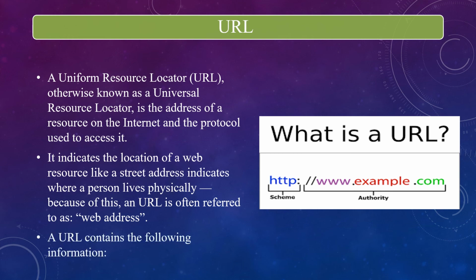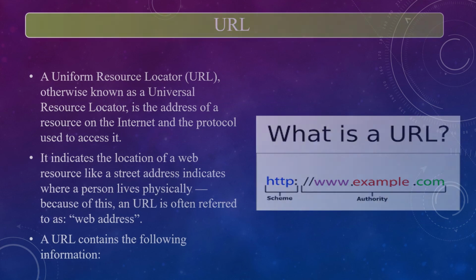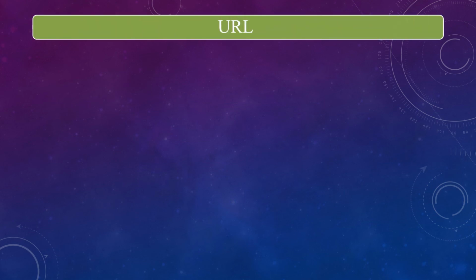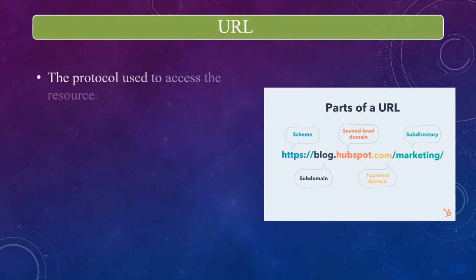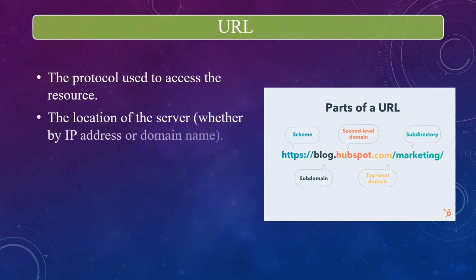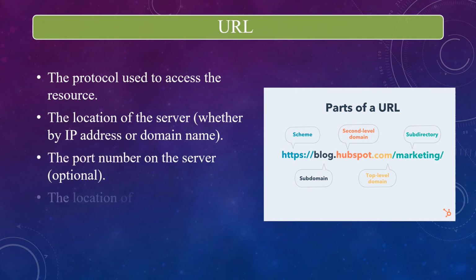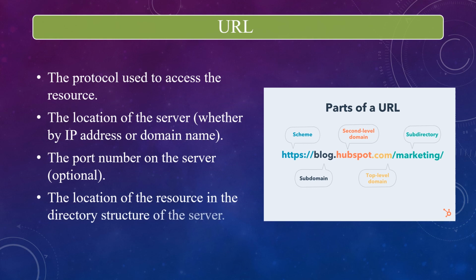A URL contains the following information. The information contained in URL is like the protocol used to access the resource, the location of the server, whether by IP address or domain name, the port number on the server, the location of the resource in the directory structure of the server, and a fragment identifier.